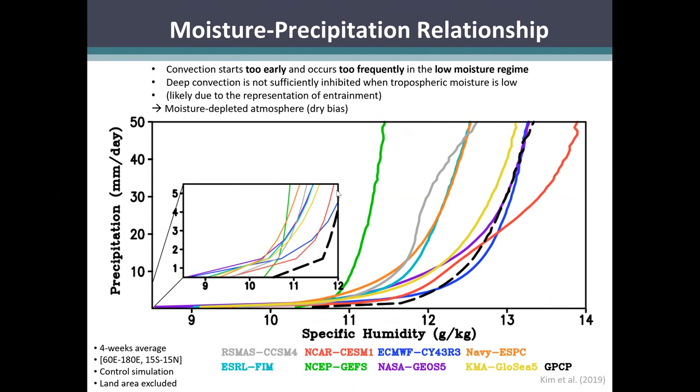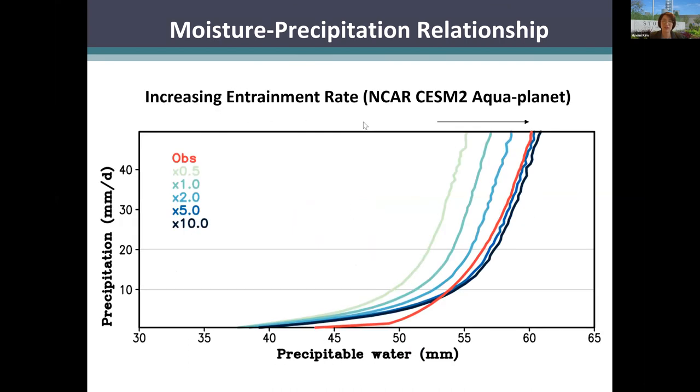Okay, so it's a matter of improvement for the convection scheme. Yeah, I think so. And then we tried to increase the entrainment rate in the CESM2 aqua planet. Here the red line shows the observed ERA-Interim, and 1.0 is the default CAM6 version. If we increase the entrainment rate, like 10 times more mixing, then it gets closer to the observed line. And actually the MJO is also improved.